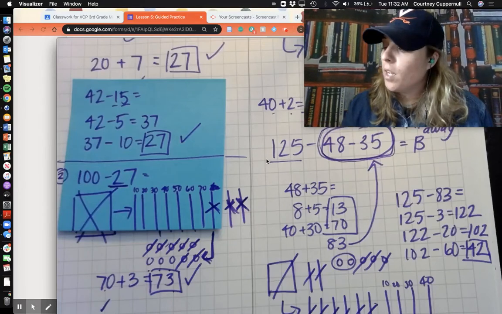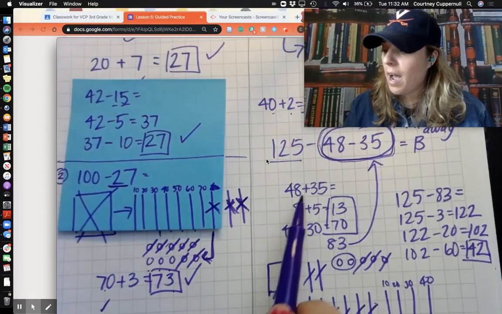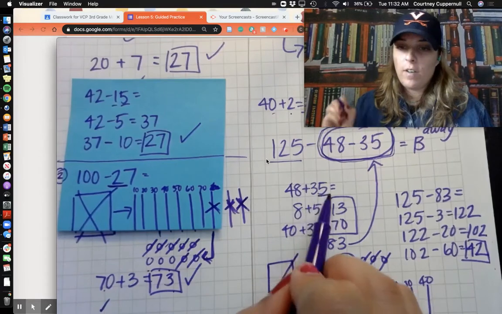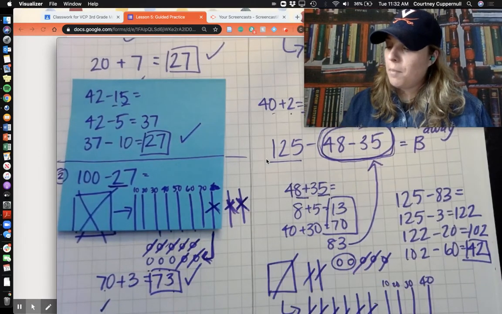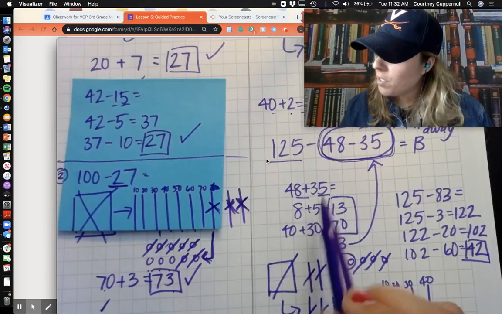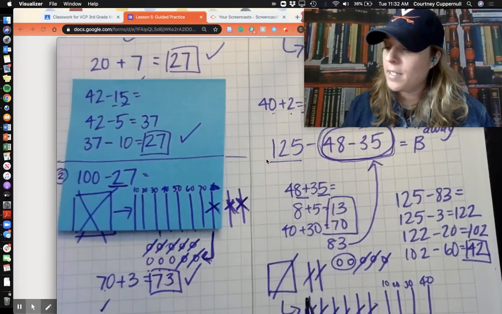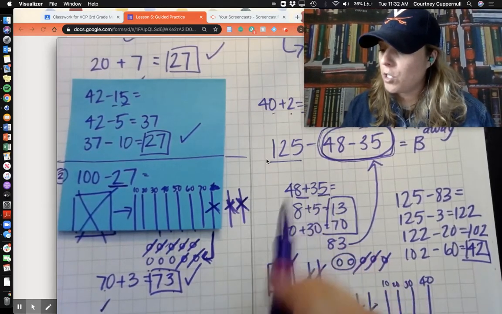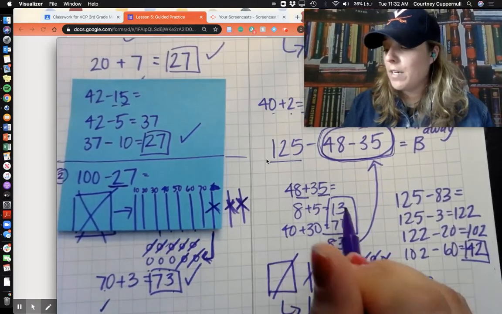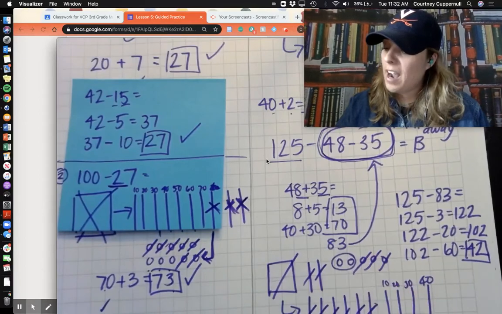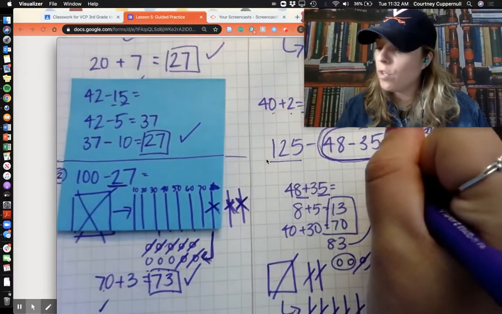So if I do 48 plus 35, I'm going to add my ones here first. Remember, I'm finding out the total amount of blueberries I took away. I know that 8 plus 5 is 13. Then I'm going to add my tens. I know 40 plus 30 is 70 because that's like 4 plus 3. I know that 13 plus 70 is 83. So reminder, I took away a total of 83.